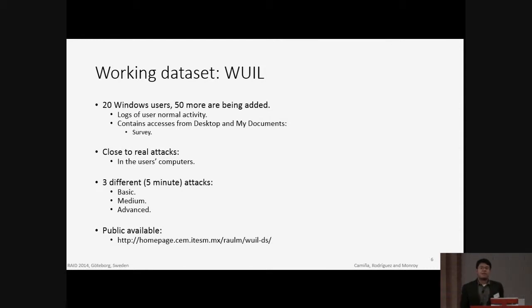Then the intermediate attack: the attacker starts to look for files that contain passwords or bank data or other interesting files. And for the advanced one, we created a script that automates this attack, so it looks for interesting data and starts copying it to a USB drive.